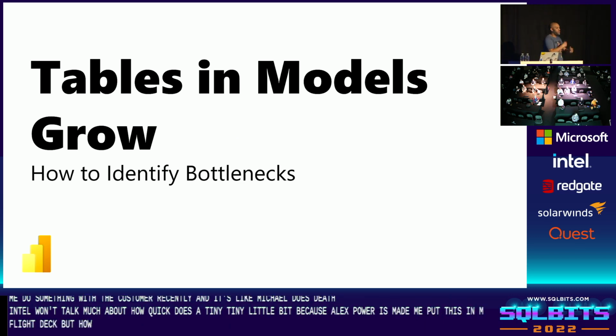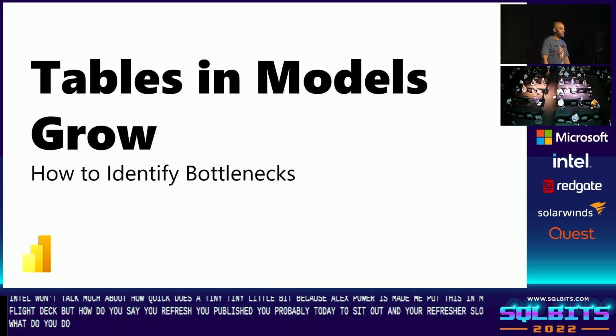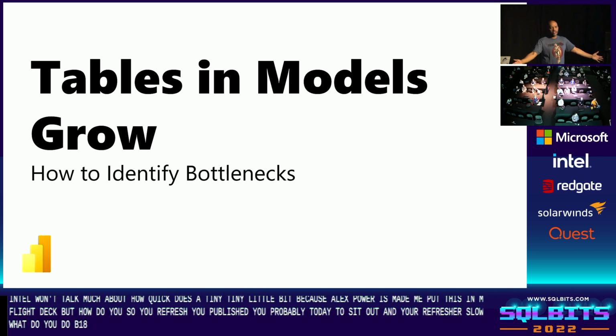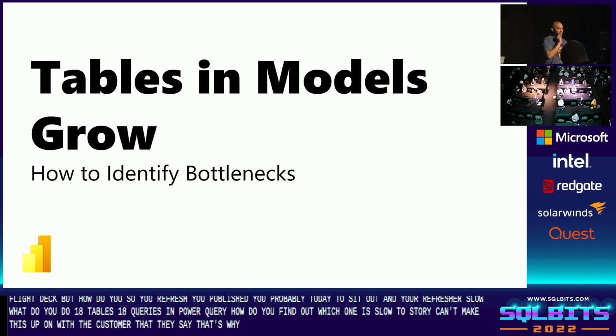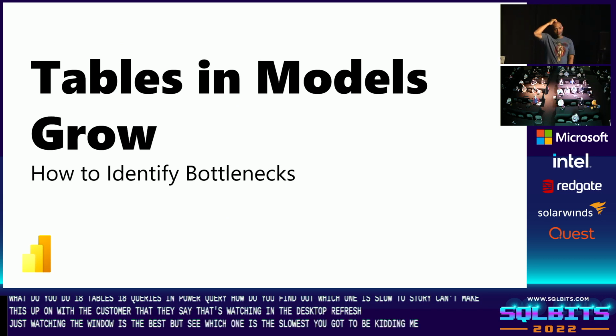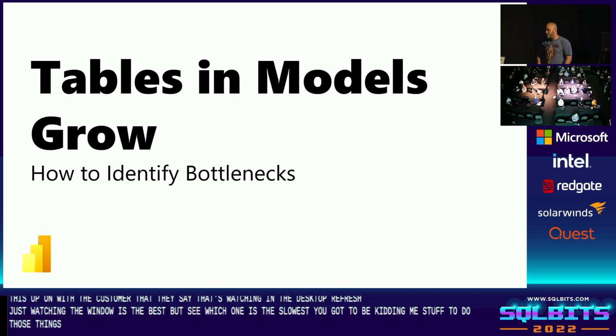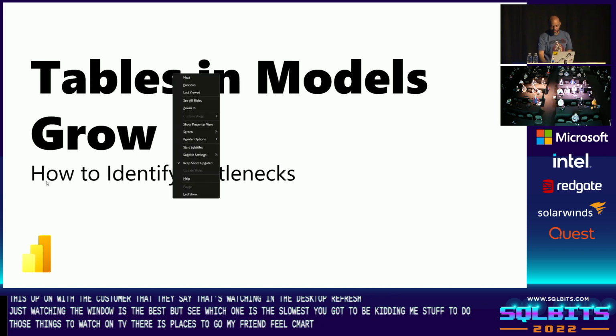So you publish the data set out and your refresh is slow. You've got 18 tables, 18 queries in Power Query. How do you find out which one is slow? True story, can't make this up. With a customer, they said, let's watch in Power BI Desktop, let's click refresh. And they watch the little window for 30 minutes, just watching the window. Let's see which one is the fastest, let's see which one is the slowest. I'm like, you gotta be kidding me. I've got stuff to do. There's things to watch on TV, there's places to go.